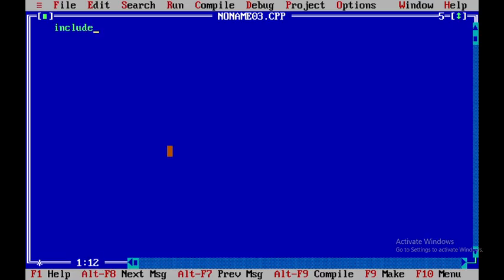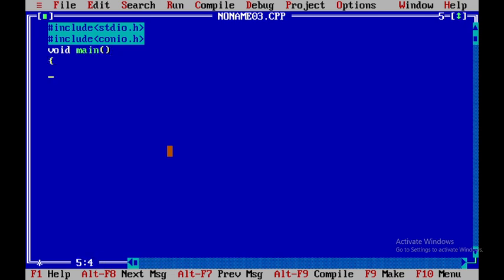Now in C, if we write a simple program here, include stdio.h, include conio.h. These are some header files, the standard input output library and conio.h. Then next, void main. Our program always starts from the main function.